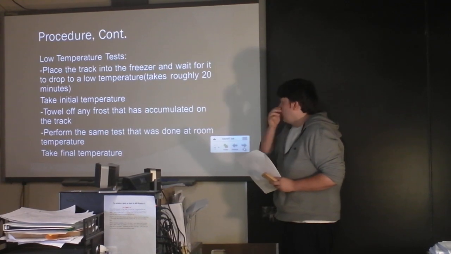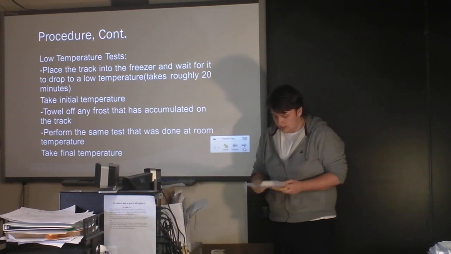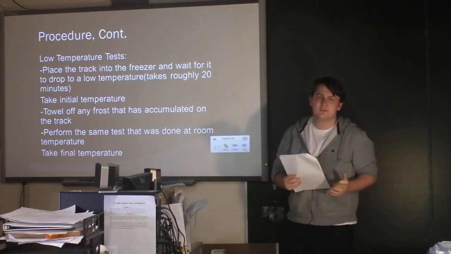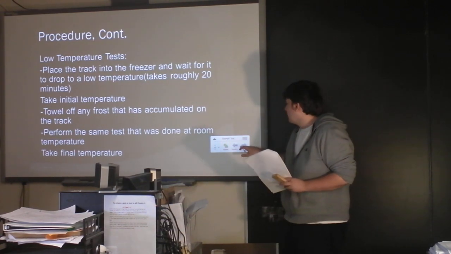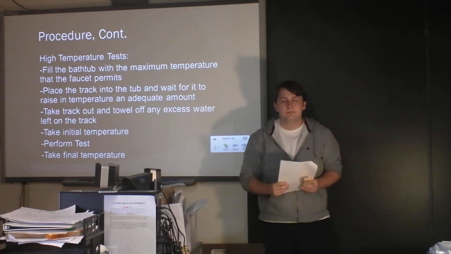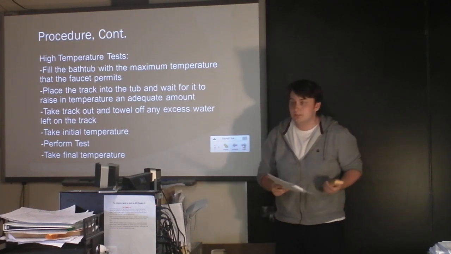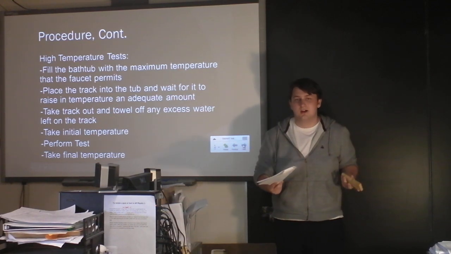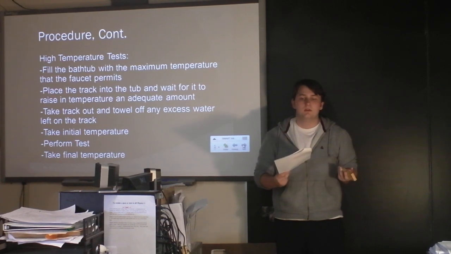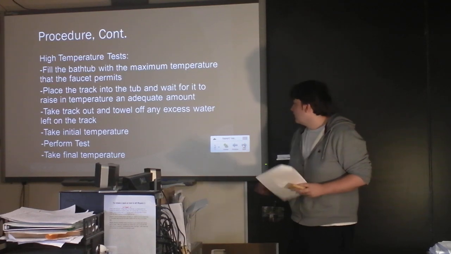And then for low temperature tests, you just put it in the freezer to get it really cold, and then afterwards you towel it off to get rid of any frost. It's not a major source of error, but it would be a problem if I had to towel off the frost. And then the same thing for hot. You fill a bathtub with really hot water, and then take it out, towel it off, and then measure the temperature. You obviously can't keep the temperature constant, but you can measure the initial temperature and the final temperature of the experiment, and you average them out, and that's the value for the temperature in the graph.